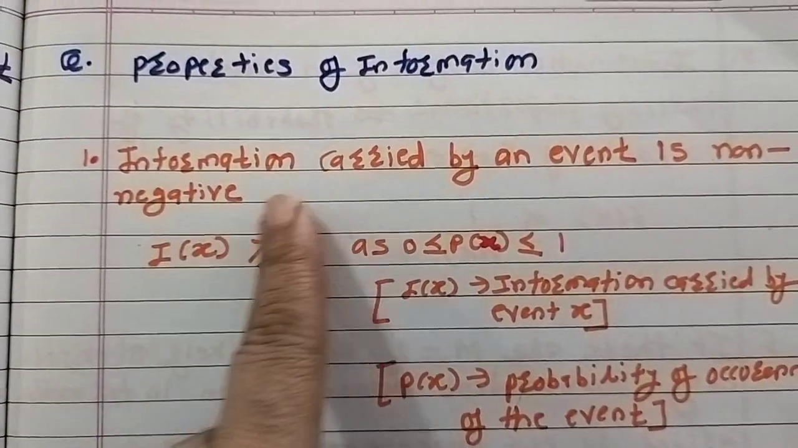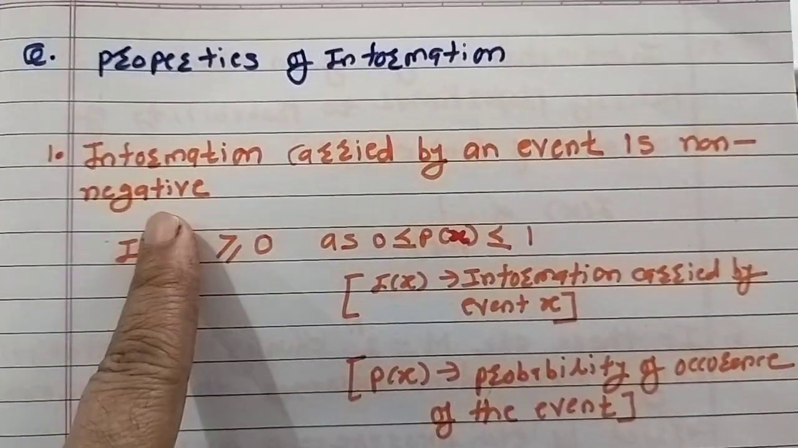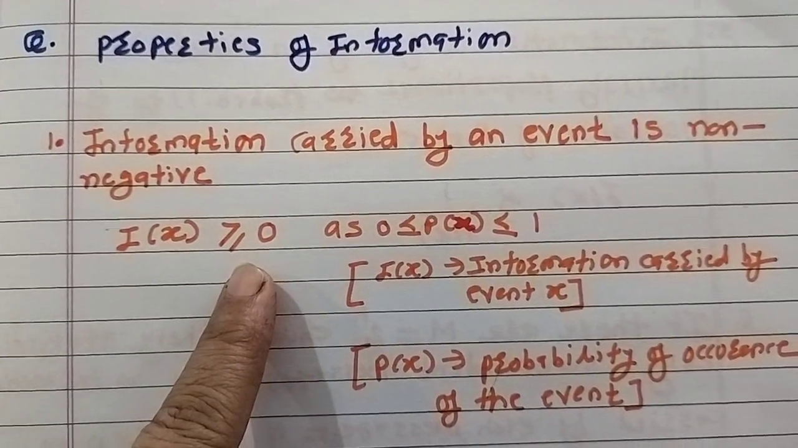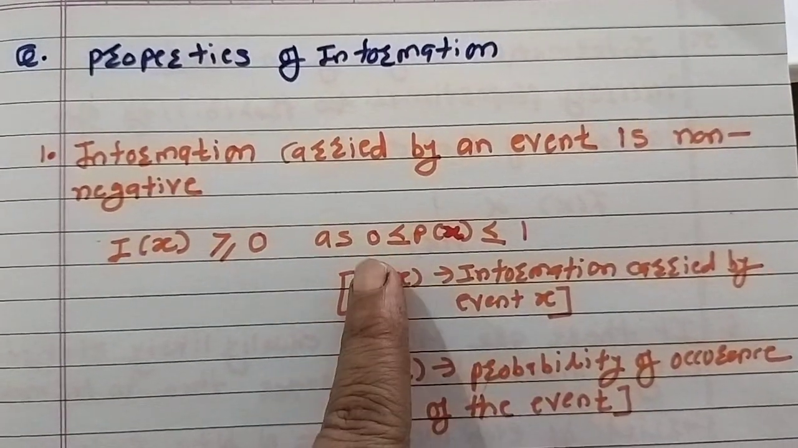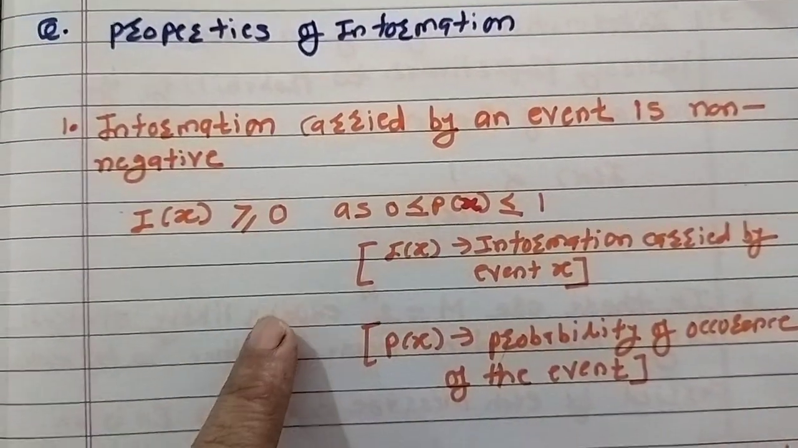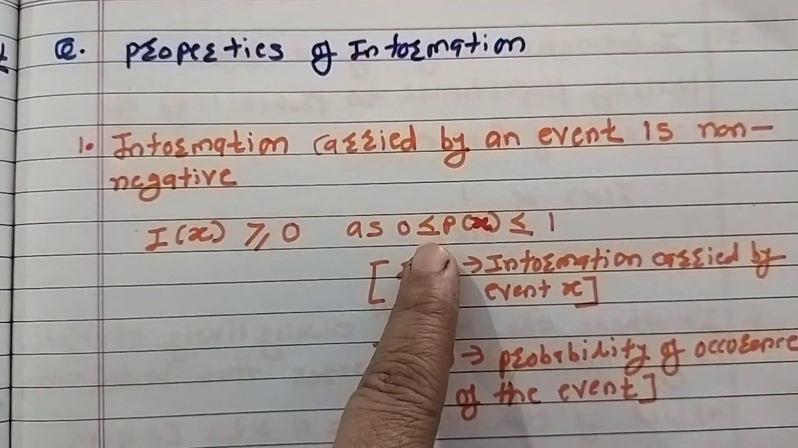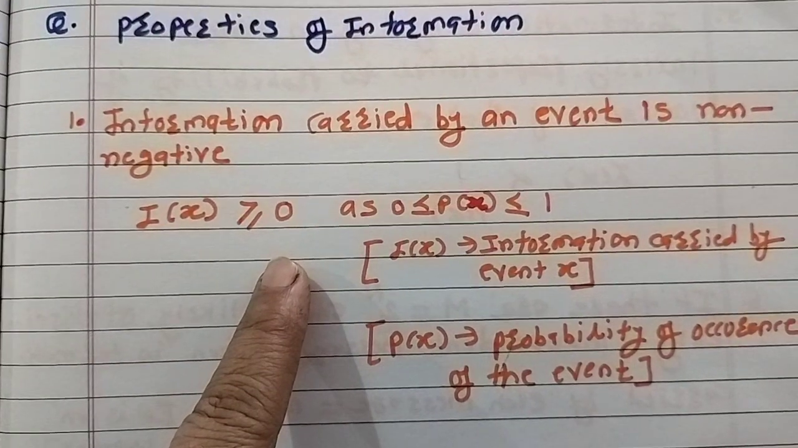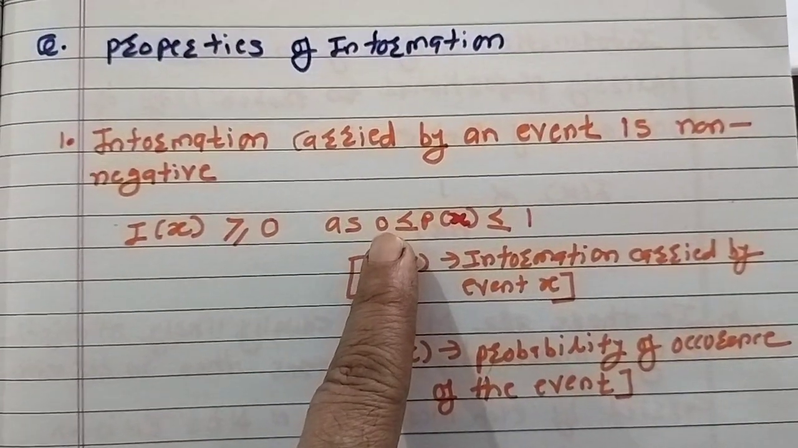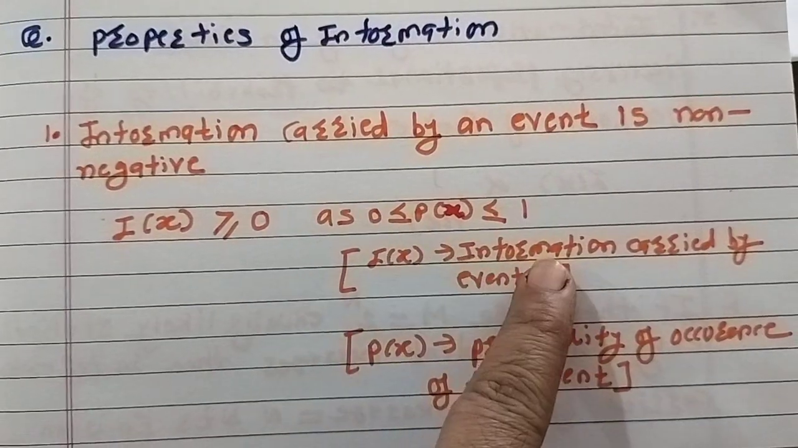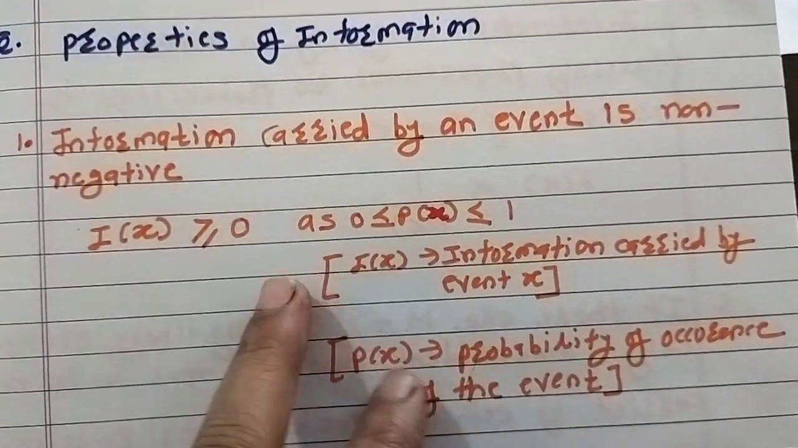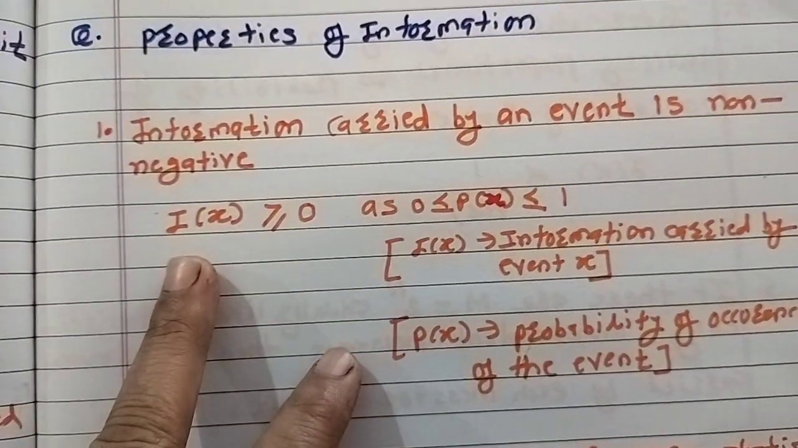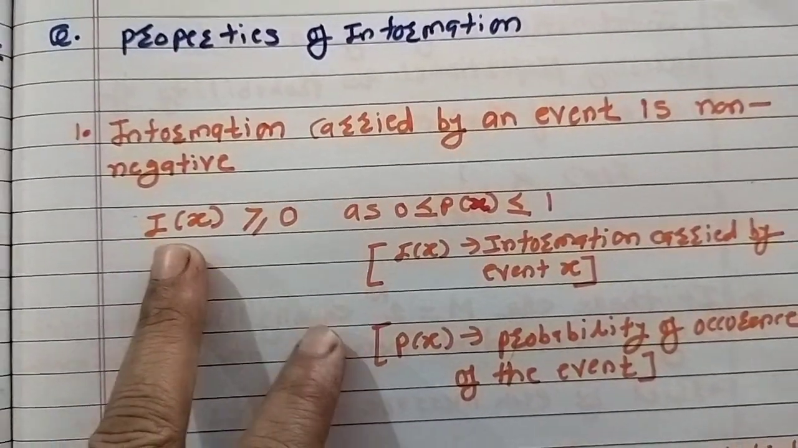So the first property is that information carried by an event is non-negative. That means I(x) is always greater than or equal to 0, because probability ranges between 0 and 1. If you see the formula I(x) is equal to log of 1 by P(x), it is not possible to put all the values between 0 and 1, but if you put some values between 0 and 1 for P(x), you will get that I(x) is always positive, or non-negative.